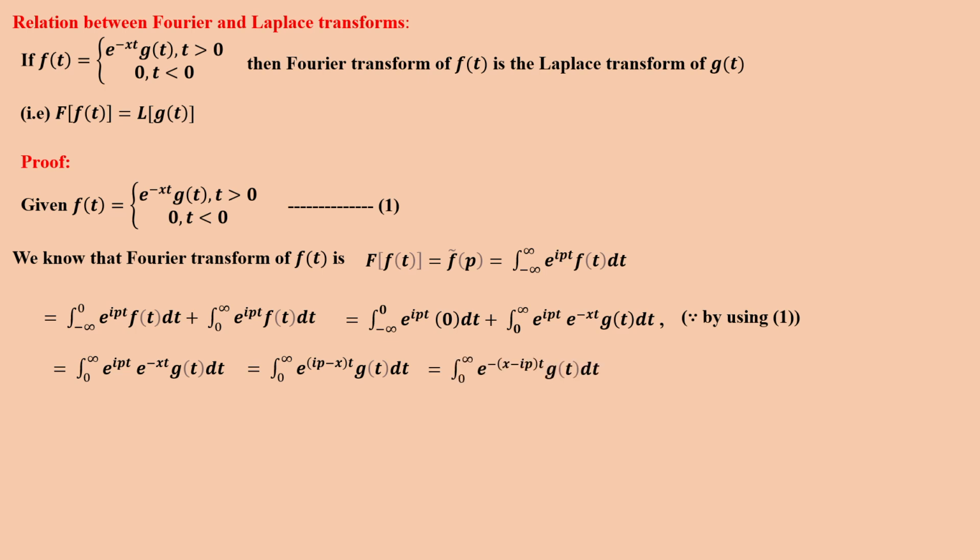So t is common, take it outside, so you will get e^((ip - x)t). Taking the minus outside from the power, that is equal to the integral from 0 to infinity of e^(-(x - ip)t) g(t) dt. Put x minus ip equal to s, and you will get the Fourier transformation of f(t) equal to the integral from 0 to infinity of e^(-st) g(t) dt. So e^(-st) g(t) dt is nothing but the Laplace transformation of g(t). Thanks.